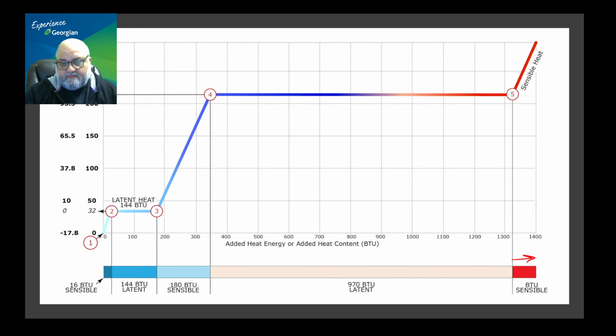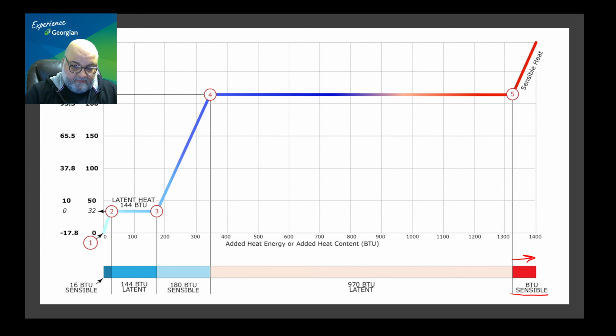And because the temperature is increasing, some kind of thermometer that we're using to measure the temperature is sensing the temperature change, therefore we call it sensible heat. So this is everything you need to know in terms of how water changes its phase. Two things are of importance.